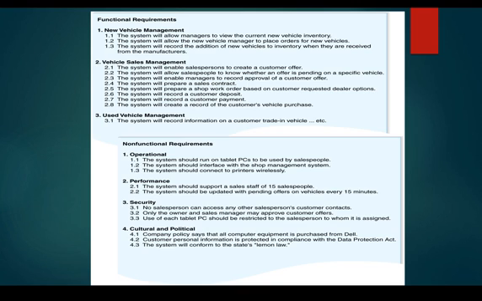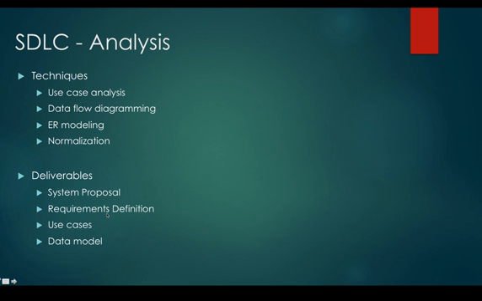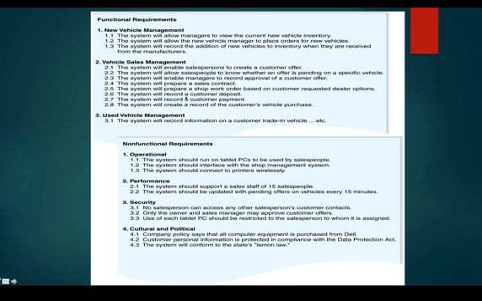Okay, here's an example. If we go back to the requirements definition, not a full-up requirements document, but a requirements definition, you can see here, functional requirements. Okay, and this is for a car sale, a system that sells cars. Okay, new vehicle management. So we're looking at the functional requirements for this application for new vehicles. Okay, what does it need to do? The system will allow managers to view the current new vehicle inventory. The system will allow the new vehicle manager to place orders for new vehicles. The system will record the addition of new vehicles to inventory when they are received from the manufacturers.